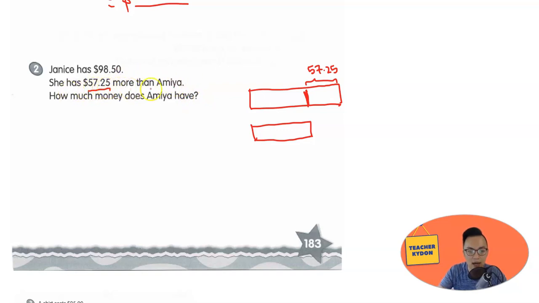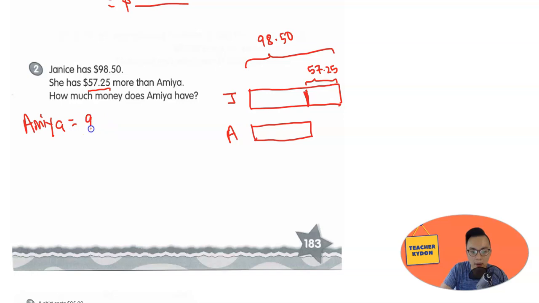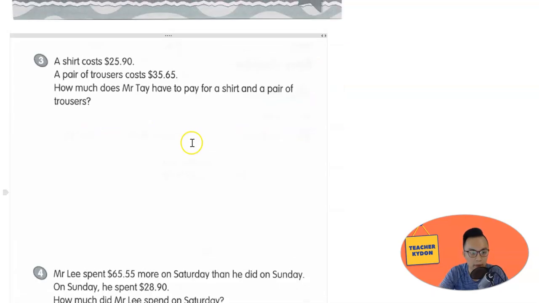She has this more than Amiya. So you must understand that Janice has more than Amiya. In total, Janice has 98.50. So can you tell that Amiya is 98.50 minus away $57.25? Okay, so Amiya equals to 98.50 minus away $57.25.